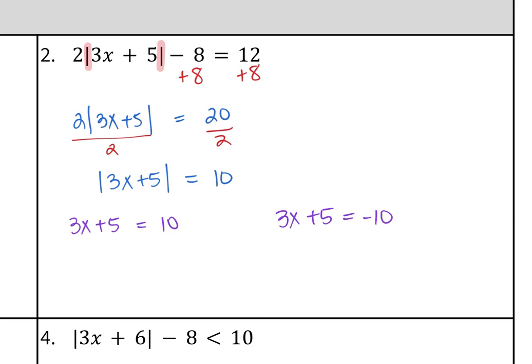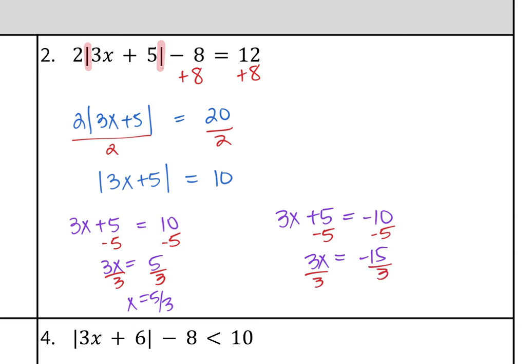And now we're going to solve both of these. We would subtract our 5 and divide by 3. So this one gives me a fraction, x equals 5/3. Let's do the other one. So same thing, subtract 5, but this time it gives me 3x is equal to negative 15. Then divide by 3. So x is equal to negative 5. Those are my two answers.